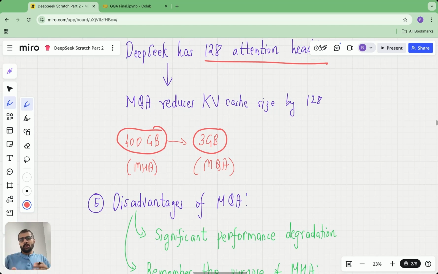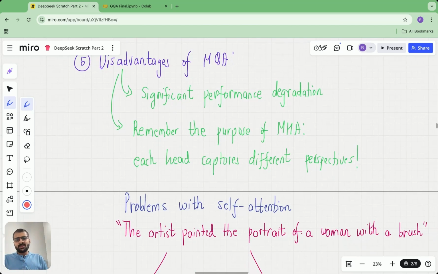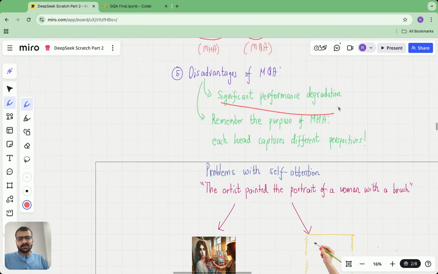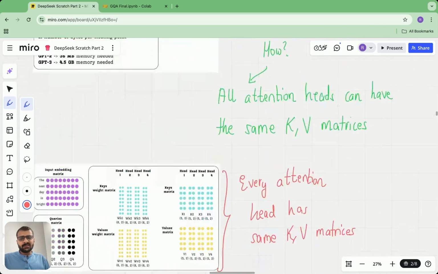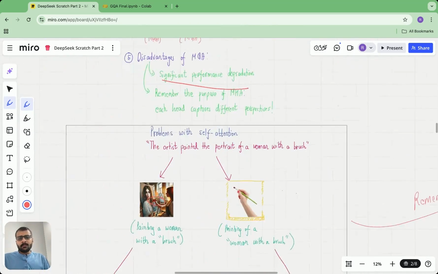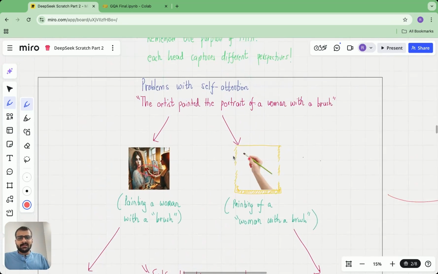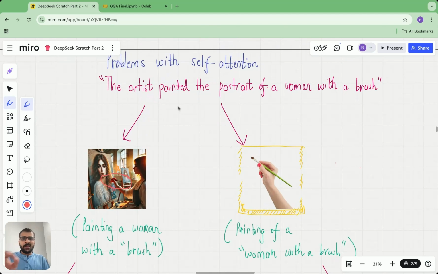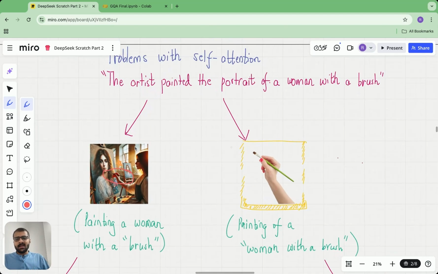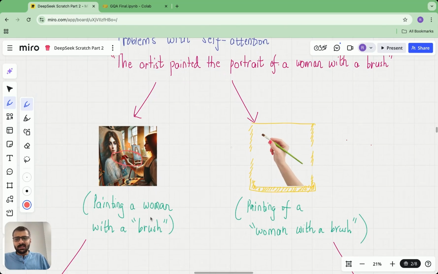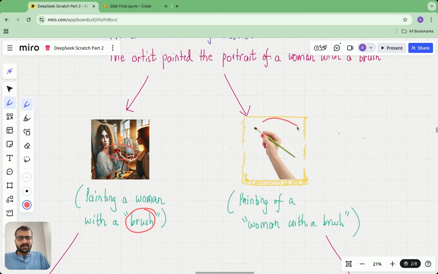However, although we save the amount of memory storage required by the KV cache, there are a number of disadvantages of multi-query attention. The major disadvantage is that it leads to significant performance degradation. The main reason is the intuition for multi-head attention. The reason we introduced multi-head attention is that, let's say you have a sentence like this: the artist painted the portrait of a woman with a brush. It can either be the artist painting the woman with a brush, or the artist painted the portrait of a woman who had a brush in her hand. There can be two perspectives, right?